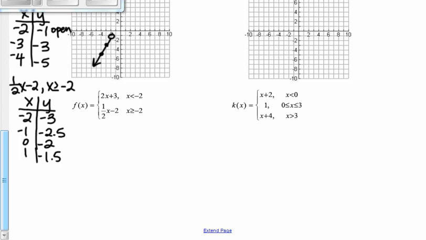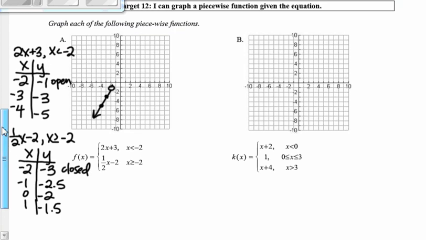And before I plot that first point, since it is equal to, x is greater than or equal to -2, it is a closed point to start with. So -2, -3, and then I have -1, -2.5, -2, -1.5, so working its way up like that. And this passes the vertical line test, which is a pretty good indication that I've done it correctly, since all piecewise functions should pass the vertical line test.